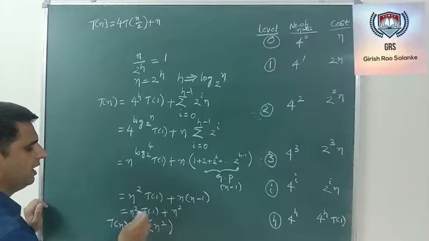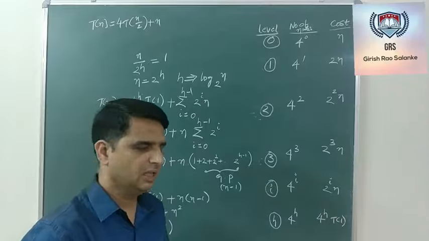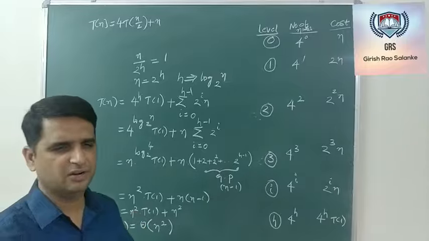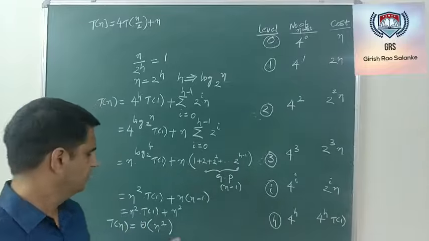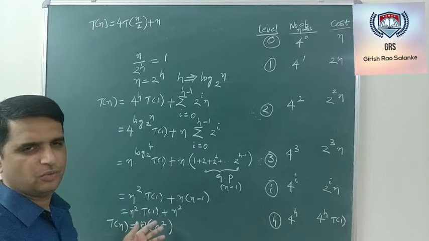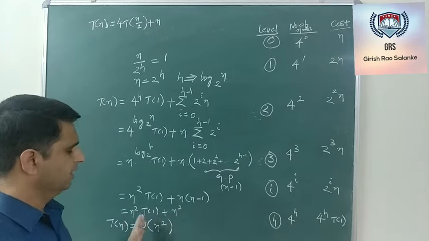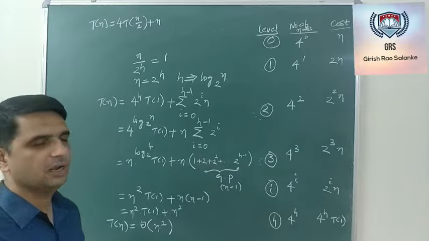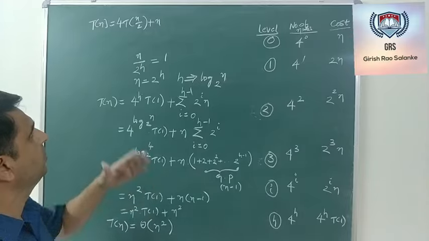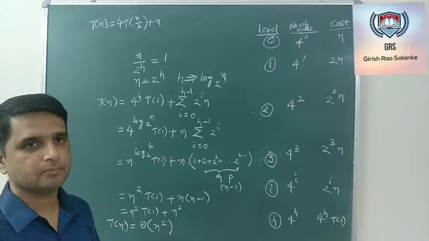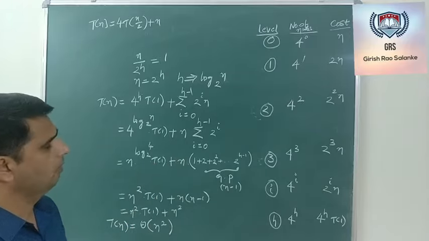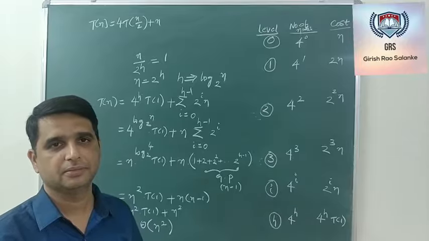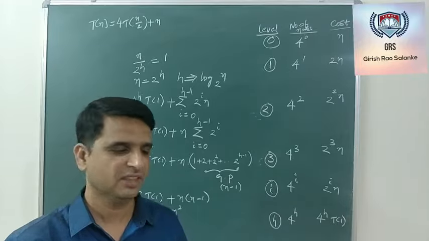Whichever is the higher dominating term, you should consider that. In this case, n square into T of 1. T of 1 is a constant which takes constant time, that is 1. So it is n square into 1, which is n square, plus n square. In both parts, the higher dominating term is n square. Therefore, T of n is equal to theta of n square. Now, if you want, you can check this with the master theorem method.